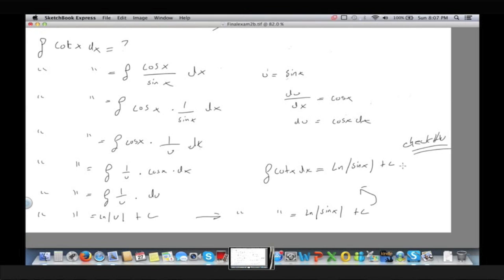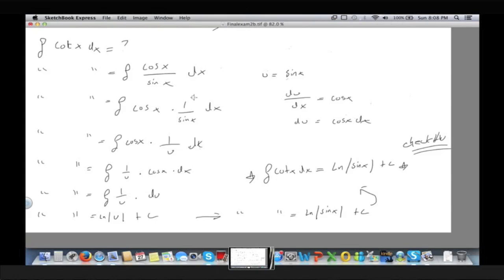So let's review that. You used u equals sine of x as your substitution. Now what's the derivative of sine x? Cosine of x. Is there a cosine x in the integral? There is. That's why that's a good substitution. That's a good substitution because of that.